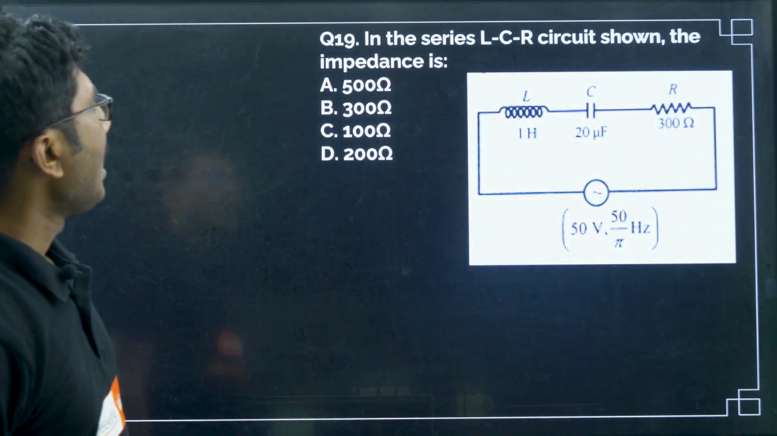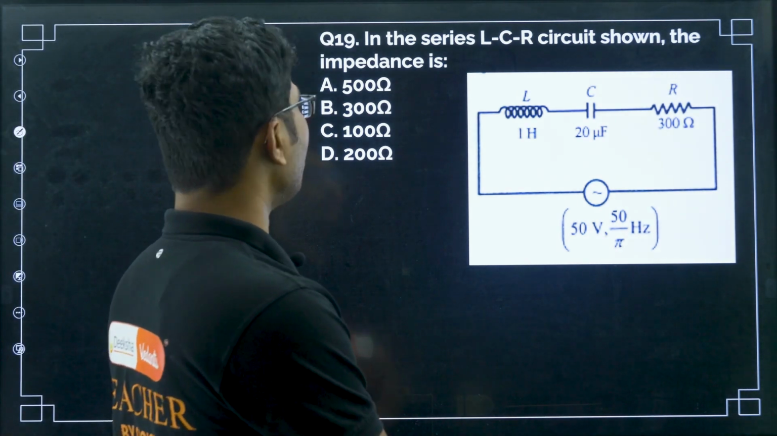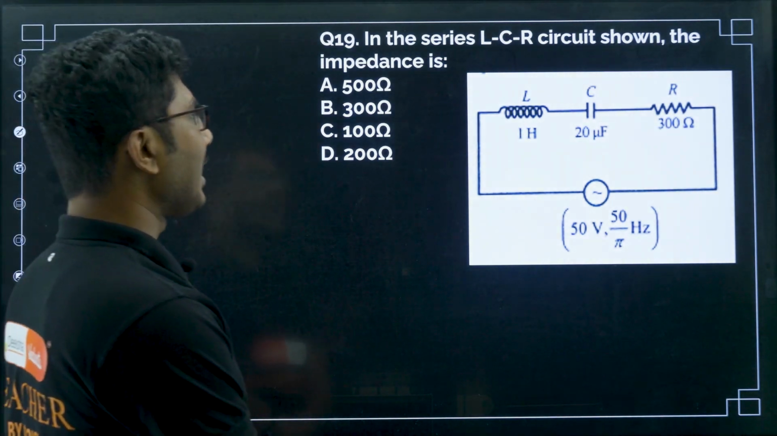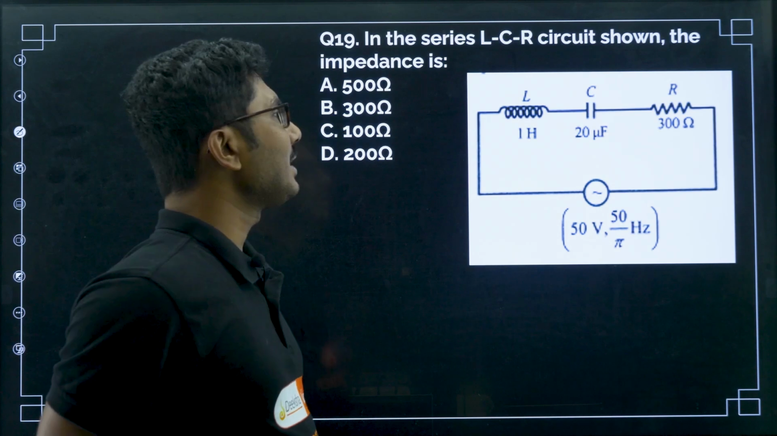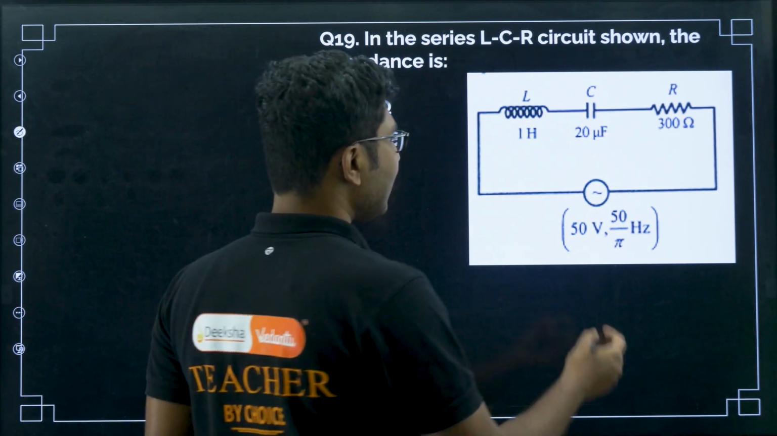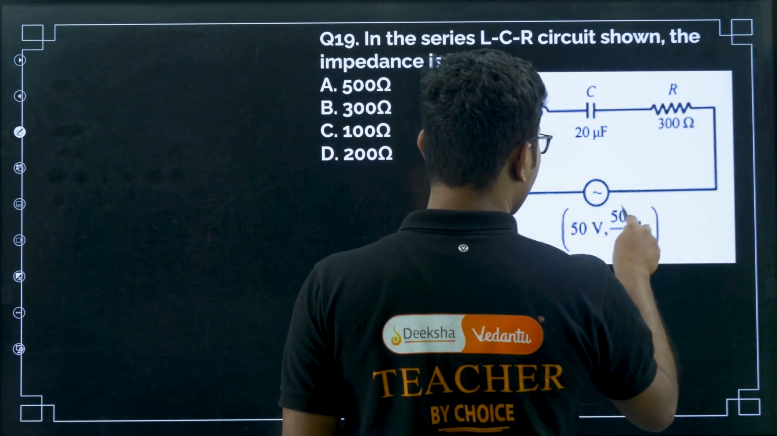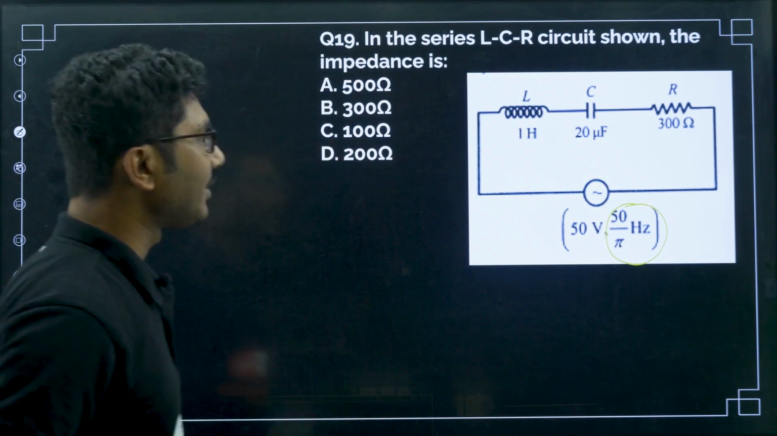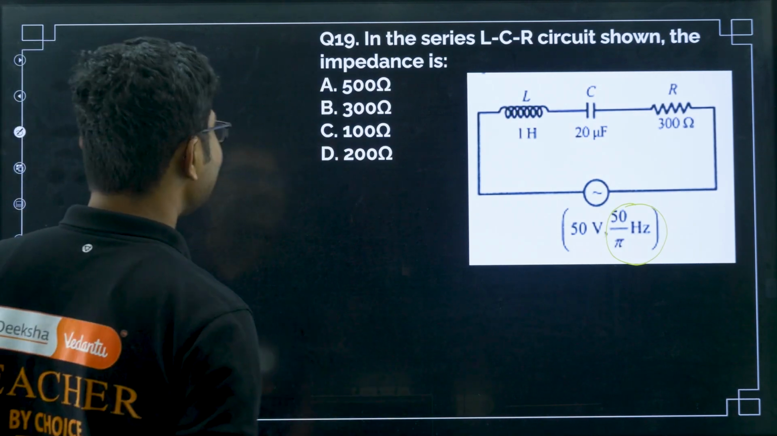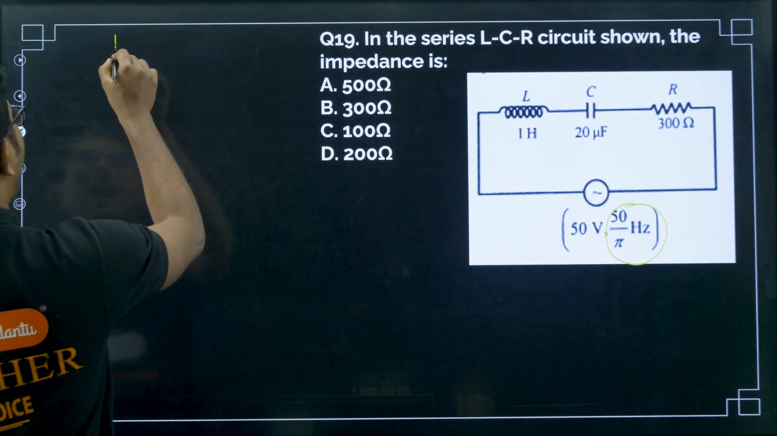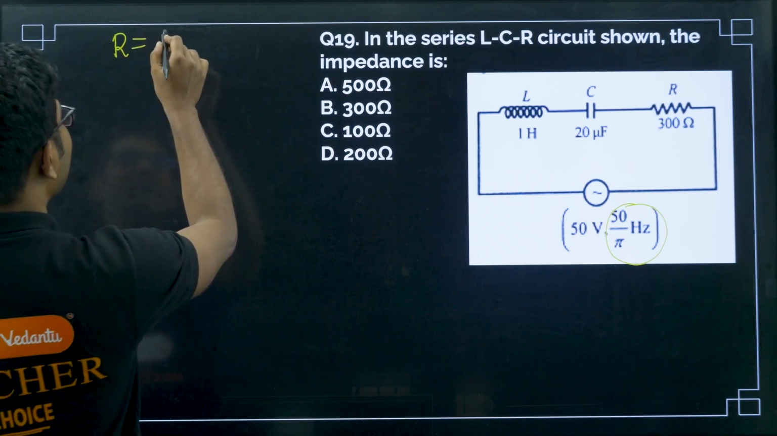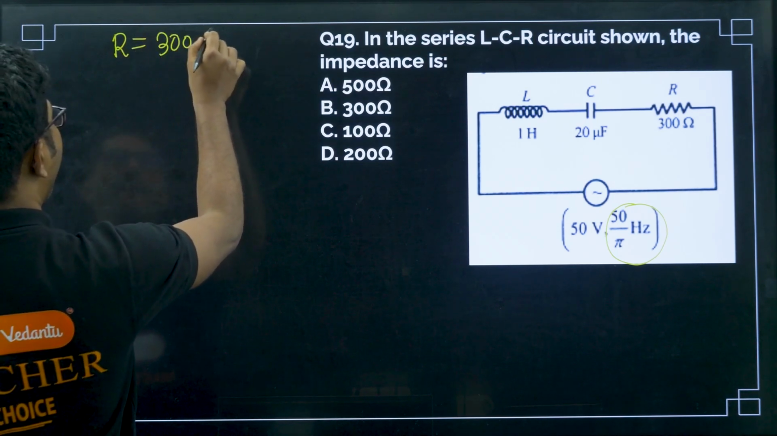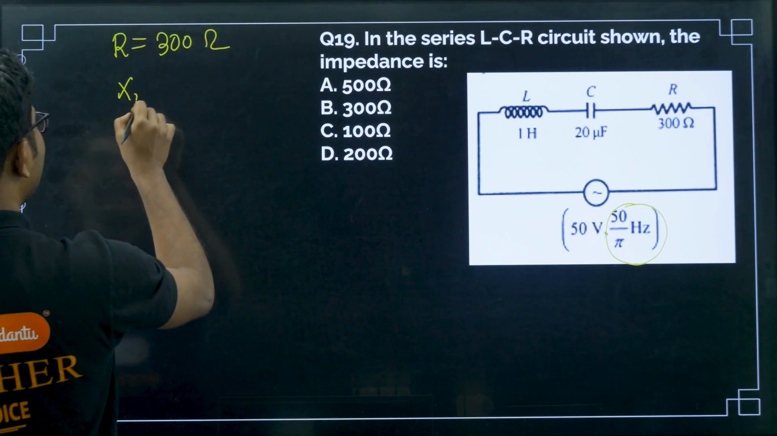Next question. In the series LCR circuit shown, the impedance is. So, they have asked you to simply find the impedance. They have given everything, even the frequency is given in a good format. So, it is a very easy question. First we will calculate. R is given. What is the value of R? R is 300 ohm.